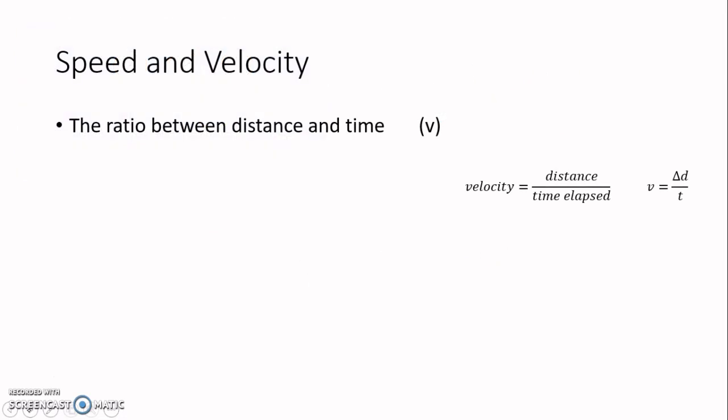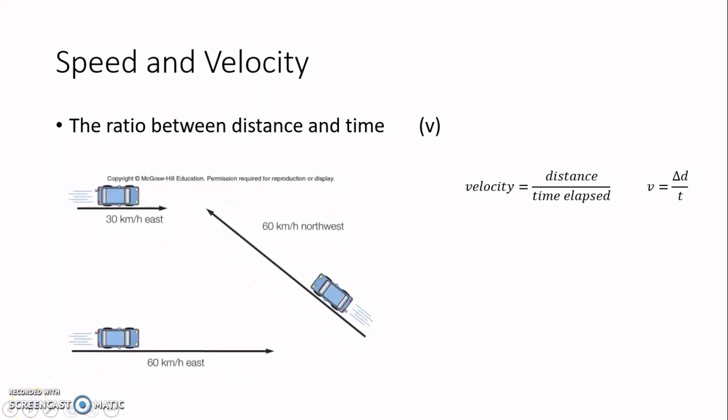Now, the difference between velocity and speed is that even though they both measure distance over time, velocity also describes direction. So a velocity of 70 miles an hour to the north is not necessarily the same as 70 miles an hour to the east. But in both cases, the speed is 70 miles an hour independent of direction.